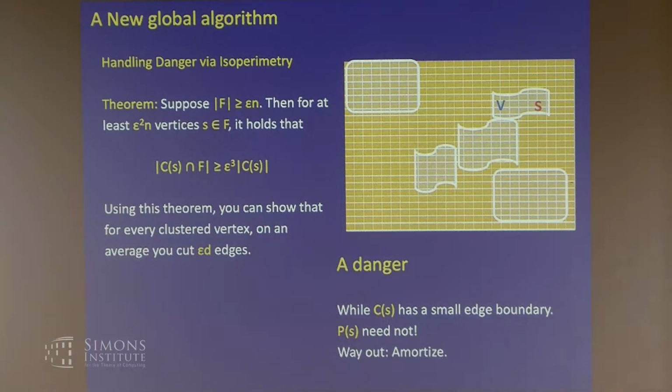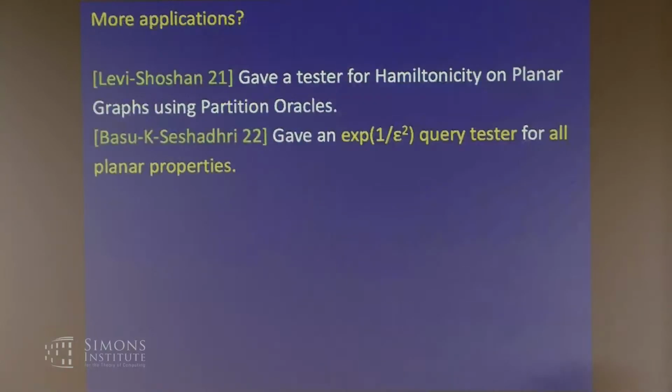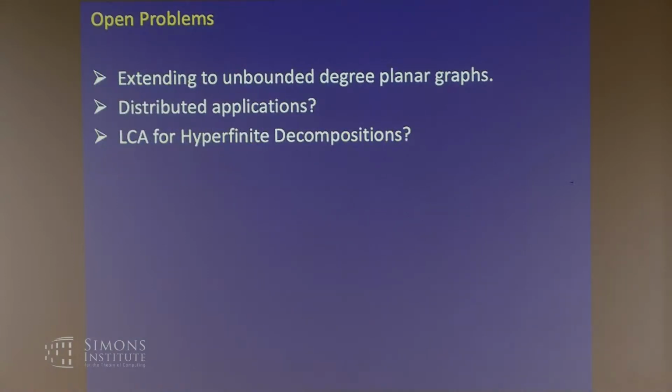All right. So now, if you're interested in understanding whether there are more applications of this toolbox, Levi and Shoshan, immediately after our work went public, gave a tester for Hamiltonicity on planar graphs. And as I said, jointly with Sabya and Shesh, we gave an exponential in 1/epsilon squared query tester for every single planar property, including the undecidable ones. Now let me finish up with some open questions.